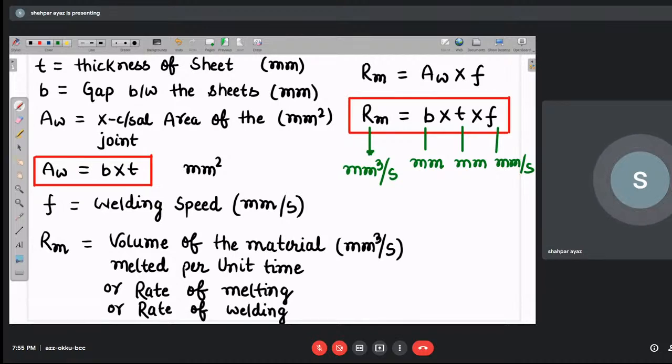Have a look and note down, everyone. Till rate of melting, please note down. Very important part which I am discussing, guys.